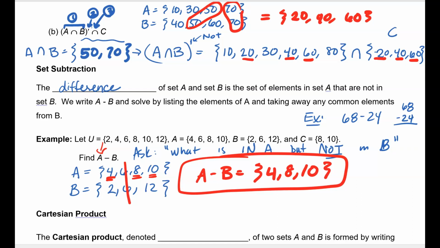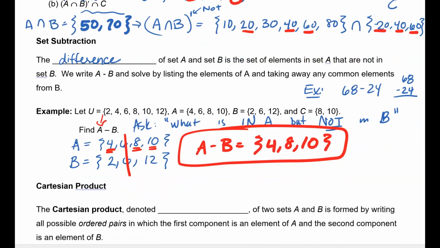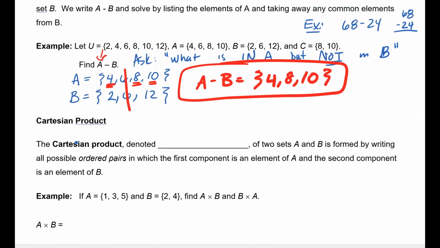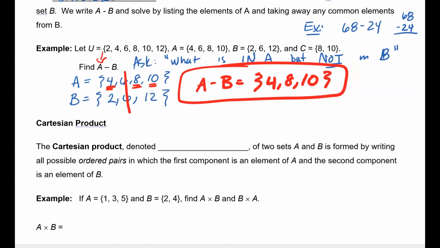Okay, so hang in there. We're almost done. We've got to talk about Cartesian product. So it sounds fancy, but I promised it won't be. It's not too bad. So the Cartesian product is denoted by A times B. So when you see times, and A and B are sets, times means take the Cartesian product.